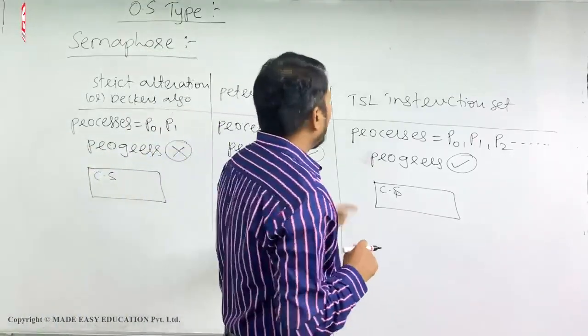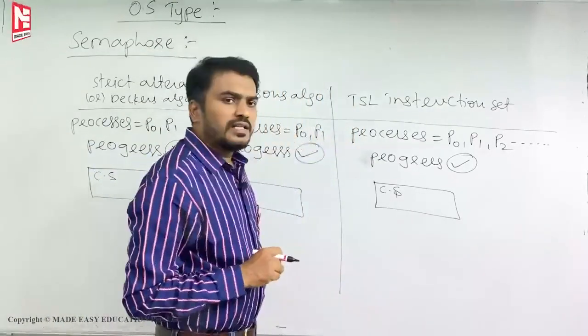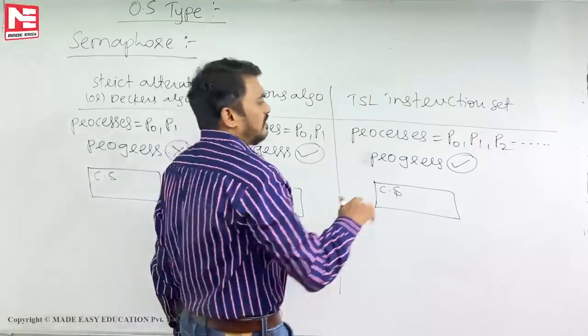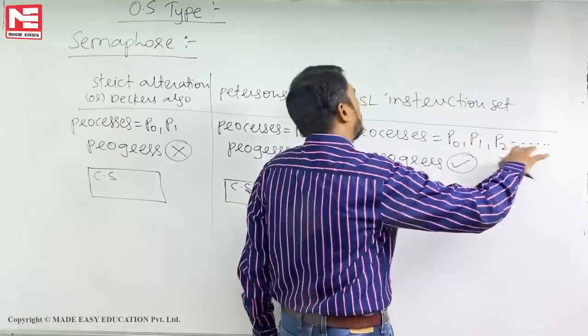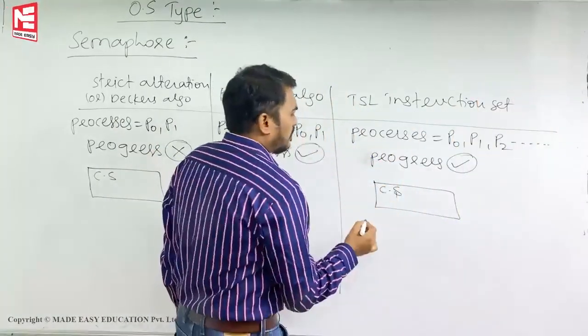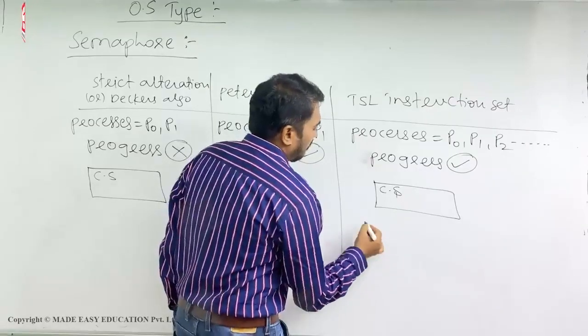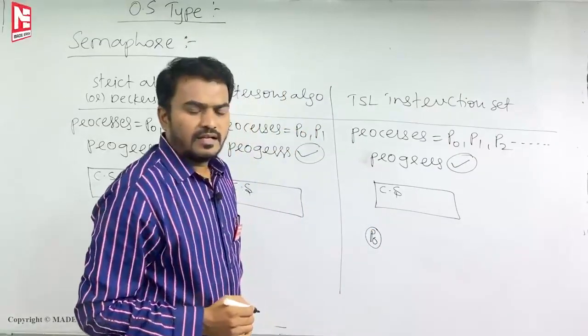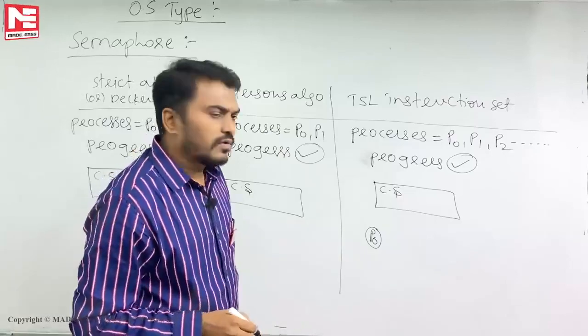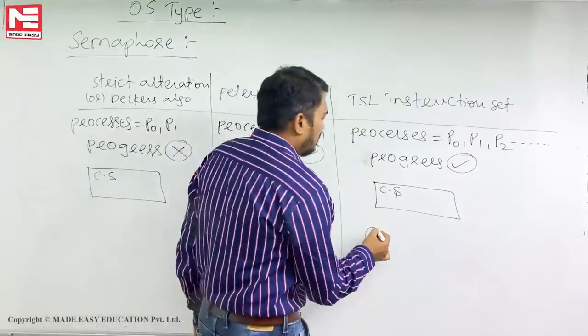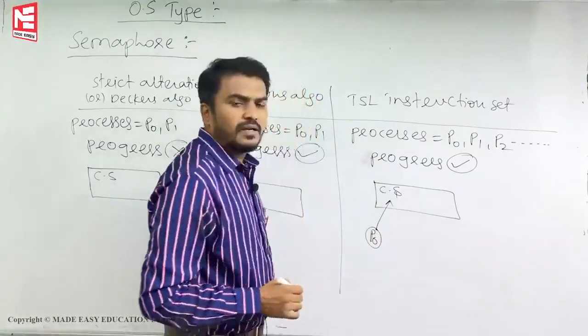Next, now come to the TSL. In TSL, you are having multiple processes: P0, P1, P2, P3, like this. Think about only process P0. Listen carefully, later you can copy. So think about only P0. Take P0 into the critical section, bring P0 into the critical section.